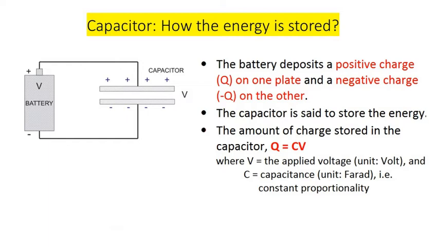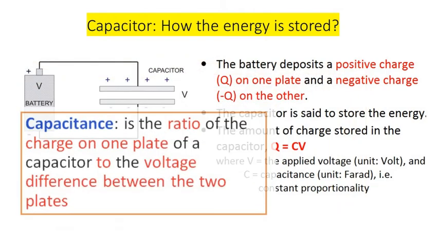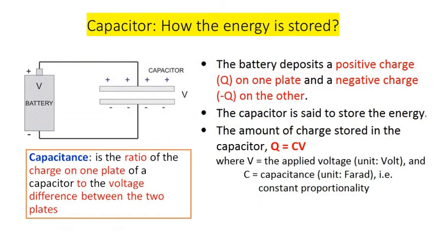Although the electrons are attracted towards the positive terminal, they would not be able to jump to the positive terminal because there is an insulation provided by the dielectric material. The amount of charge stored in the capacitor, Q, equals C, that is the capacitance, multiplied by V, voltage. In other words, we can say that capacitance is the ratio of charge on one plate to the potential difference between the two conductive plates.